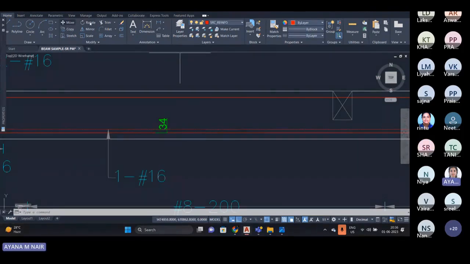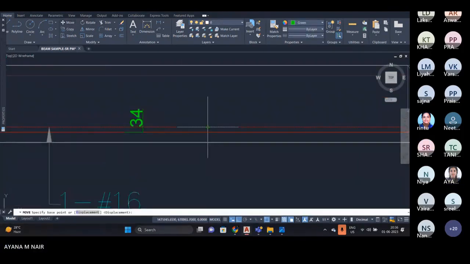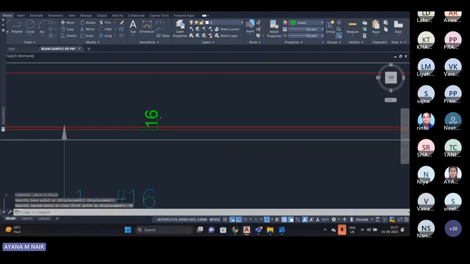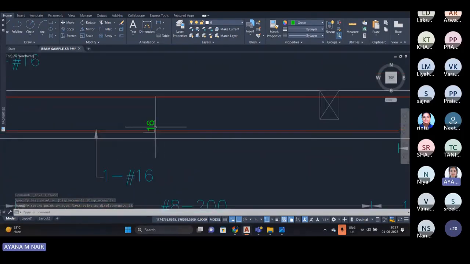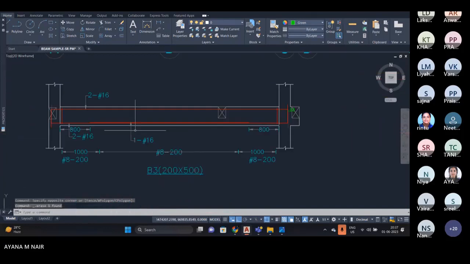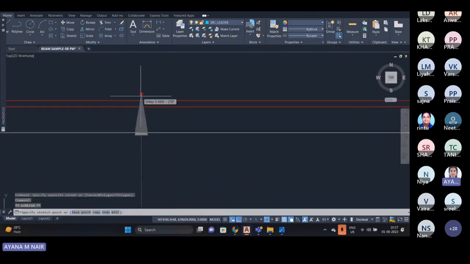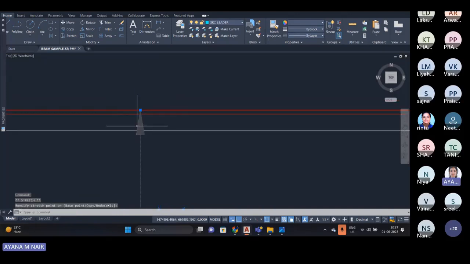Select this and move it by 18. Now you can see this distance is corrected. Okay. Select this bar and point it to the extra bar.